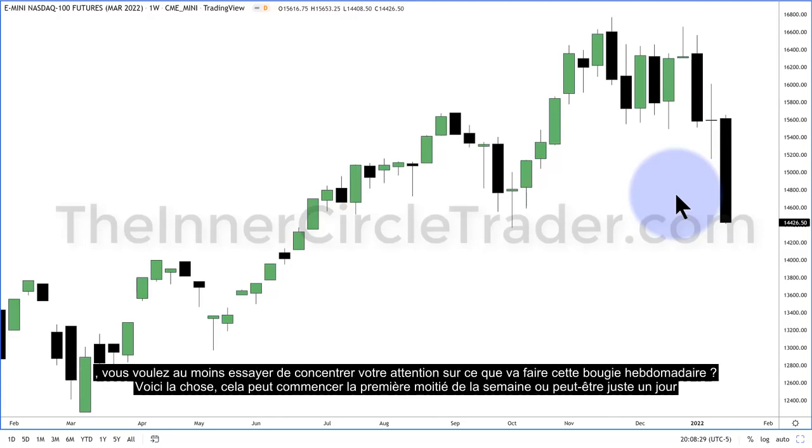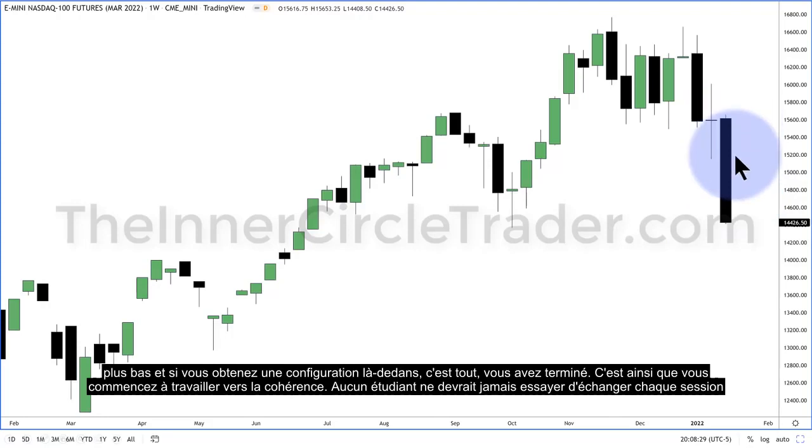In the early stages of your development, you want to at least try to focus your attention on what that weekly candle is going to do. Now, here's the thing. It may start the first half of the week, or maybe just one day, expanding lower. And if you get it set up in that, that's it. You're done. That's how you start working towards consistency.